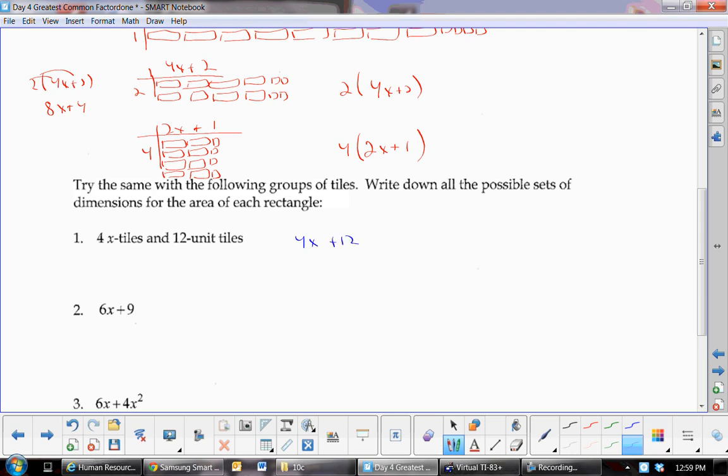plus 12. Now what we're going to do is you're going to put brackets. And what is the greatest number I can divide out of both 4 and 12? 4. So if you take a 4 out, what would be left inside? 1x plus 3. So what do you do to get the 1x plus 3?